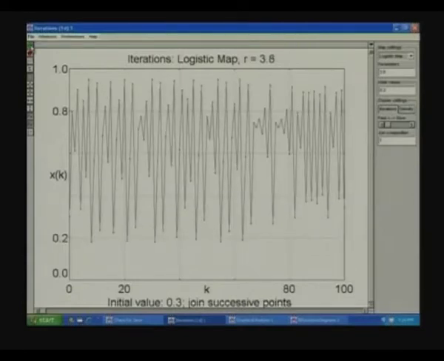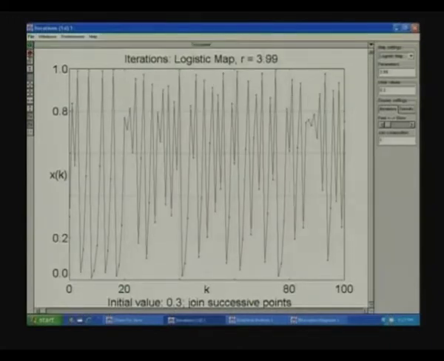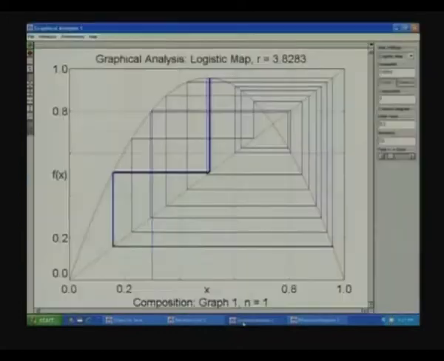it is completely, what is it? Chaotic, because no state is repeating itself. Are you happy? Now, let us take a look at it from the point of view of graphical analysis.